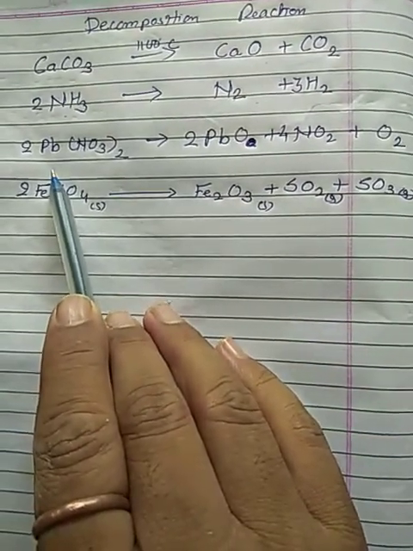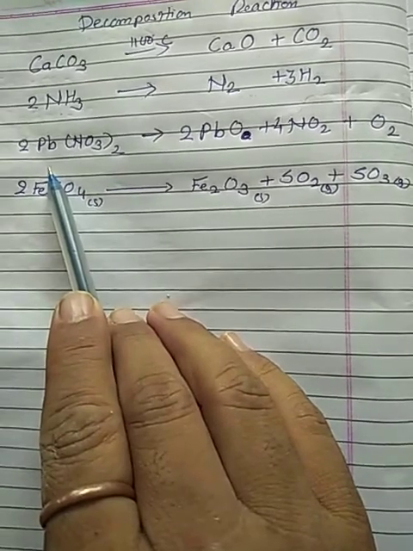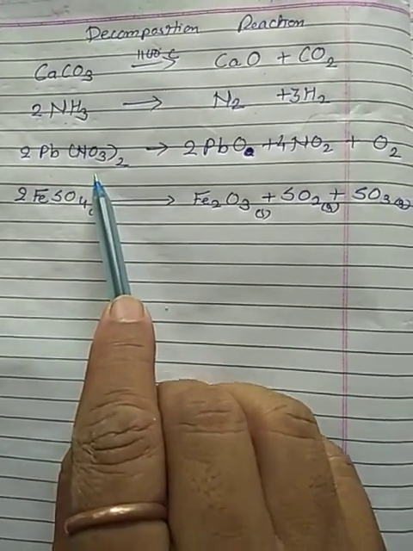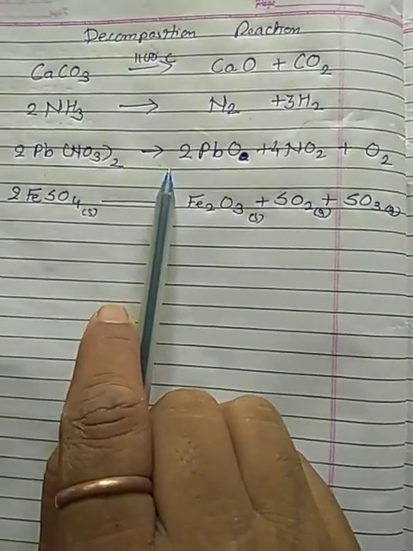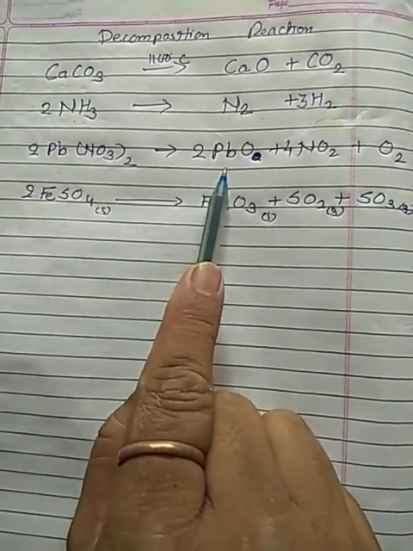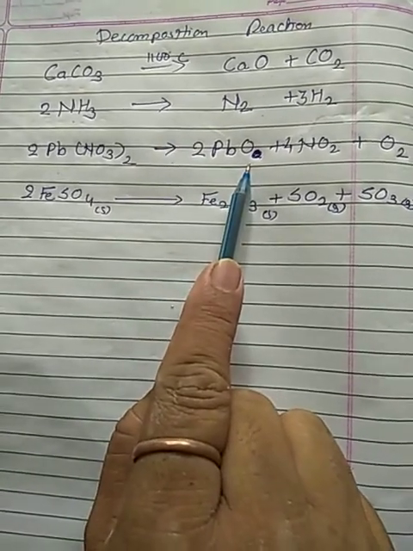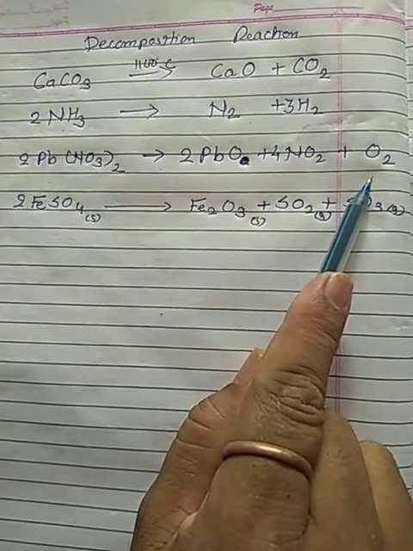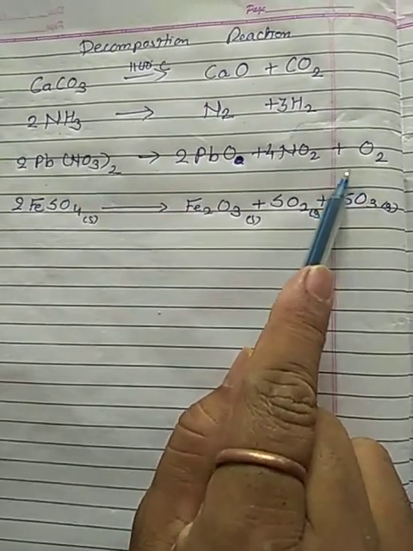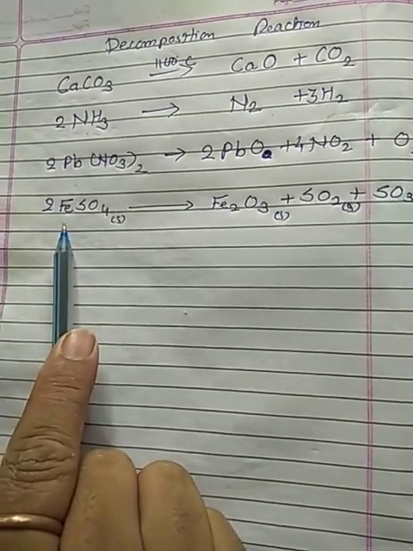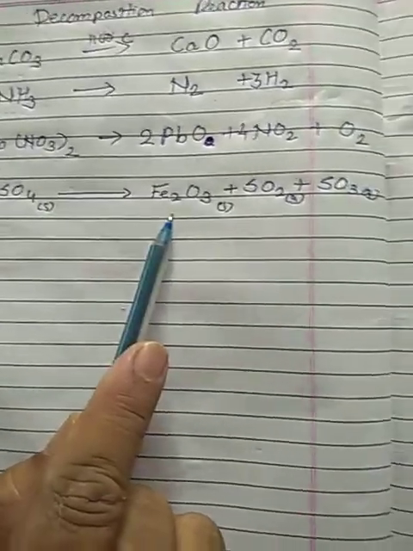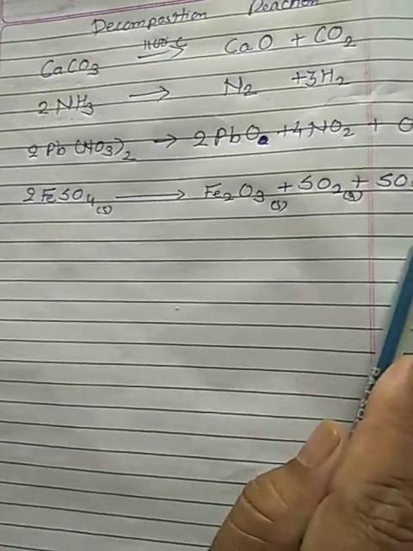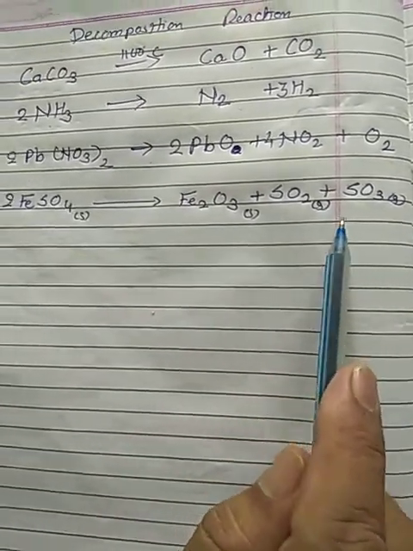Lead nitrate, in a dry test tube, when we take lead nitrate and heat it on a gas burner, at that time lead oxide, nitrogen dioxide and oxygen gas are released. Same way, when ferrous sulfate is heated, we get ferric oxide, sulfur dioxide and sulfur trioxide. So what has happened here actually?